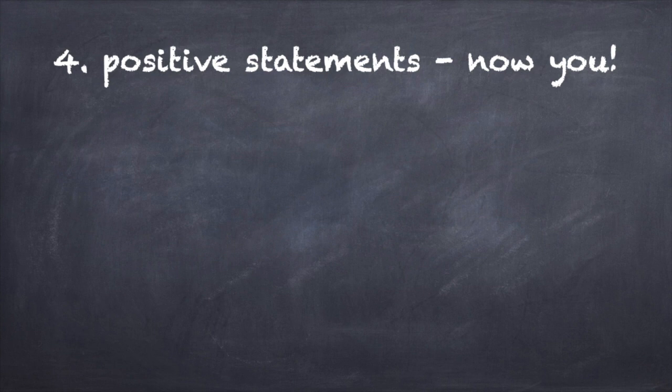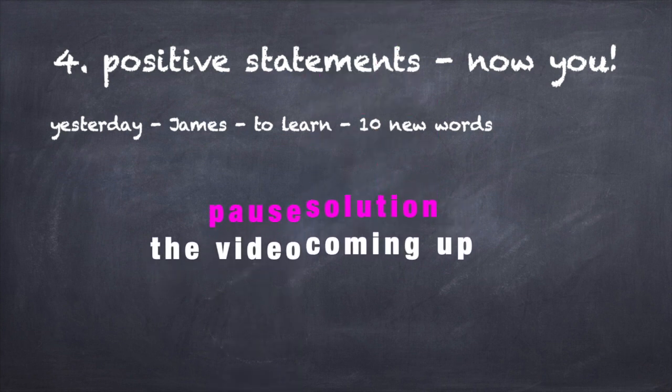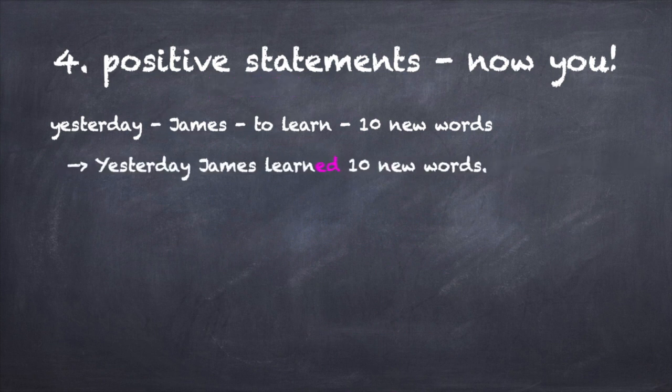Okay, now some exercises for you. I will give you a few words. Try to make a sentence in the simple past and think of the rules that we just discussed. You can also have your book open and take a sneak peek if you want. That's also fine. So the words are yesterday, James, to learn, 10 new words. There's nothing special, just make the simple past form of to learn. Think of the capital letter at the beginning of the sentence. Don't forget the period at the end of the sentence. Pause the video now, write down your sentence. And here is the solution. Yesterday, James learned 10 new words.